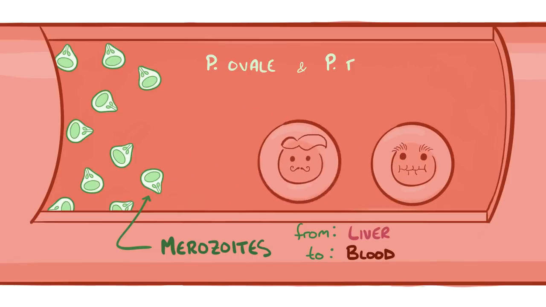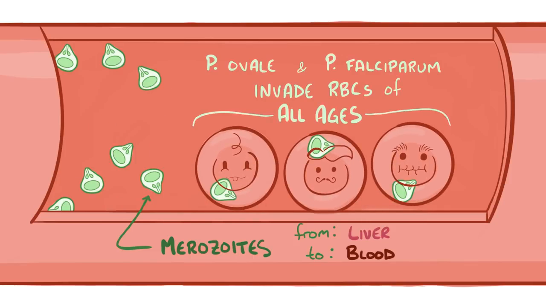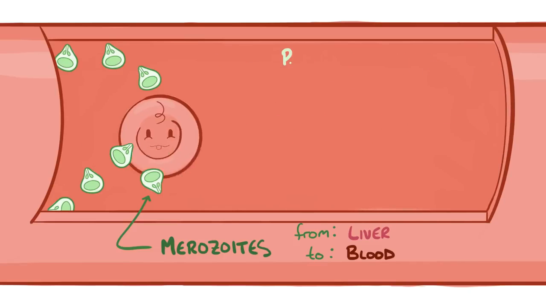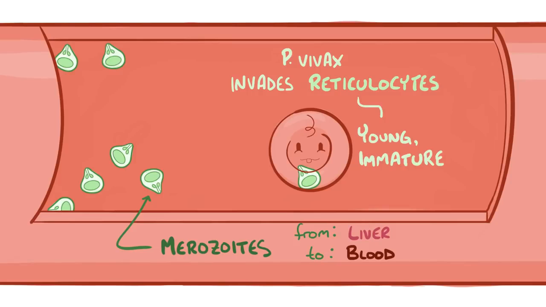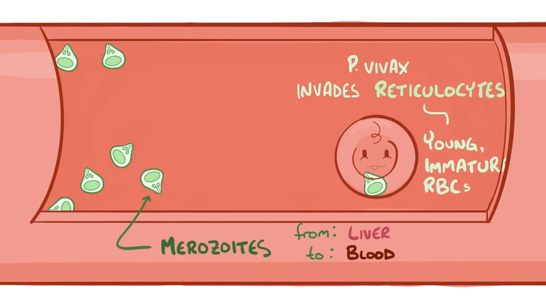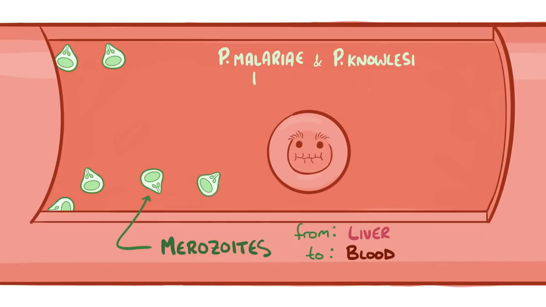Plasmodium ovale and Plasmodium falciparum invade red blood cells of all ages, whereas Plasmodium vivax prefers to invade reticulocytes, which are young, immature red blood cells. And Plasmodium malariae and Plasmodium knowlesi prefer to invade older red blood cells.